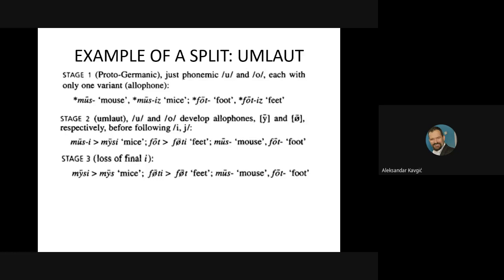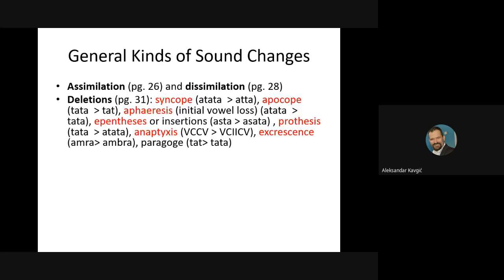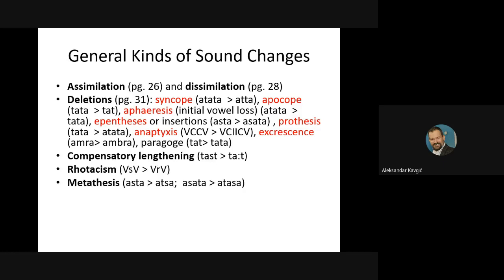There are also other classifications of sound changes, but we will not go through them all. So you have classification into assimilation, dissimilation, deletions, which have more than 8 types of deletions. There's also compensatory lengthening, rotacism, metathesis, haplology, breaking, and shift.